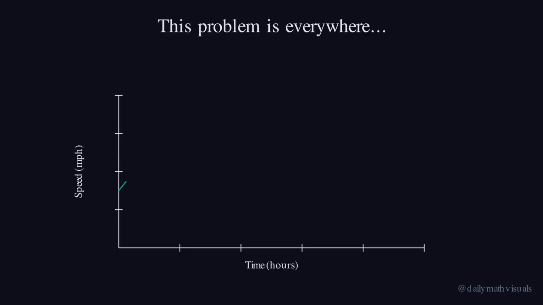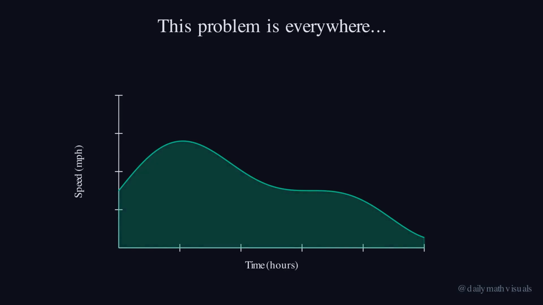Imagine you're driving. Your speedometer shows your velocity at each moment. If you drove at a constant 60 miles per hour for 2 hours, you'd travel 120 miles. Easy. Velocity times time. But what if your speed varies? You accelerate, slow down, stop at lights. The total distance you traveled is the area under this velocity curve.